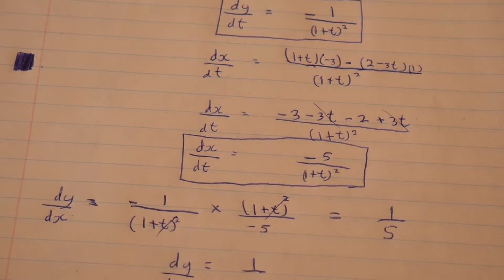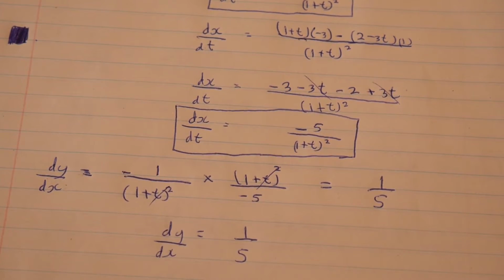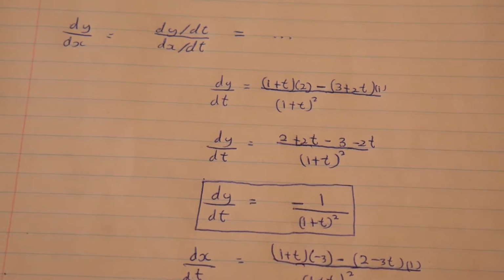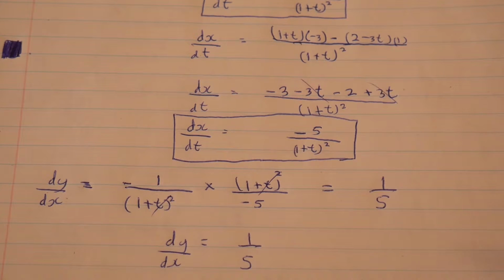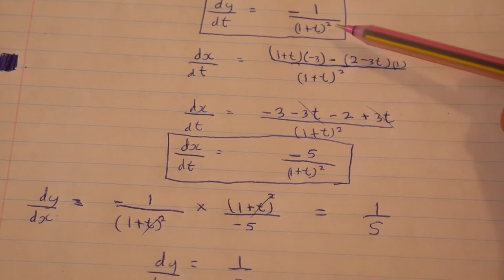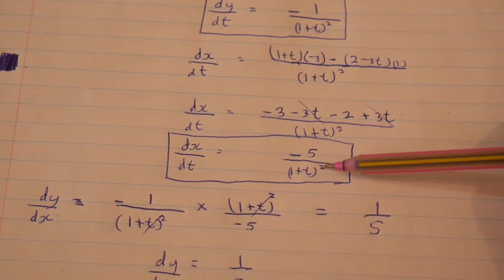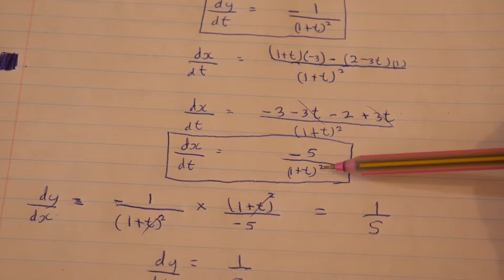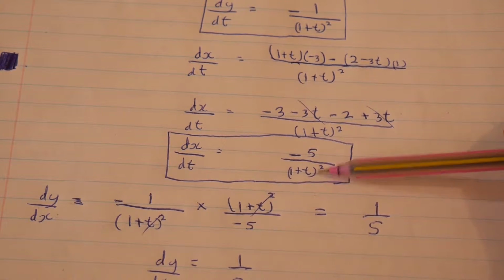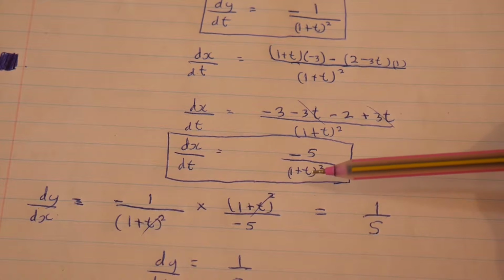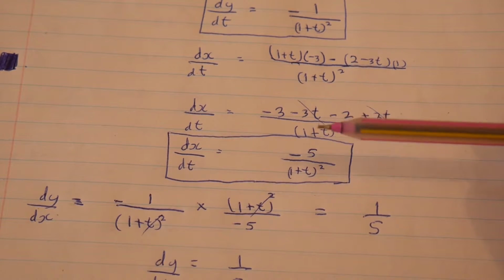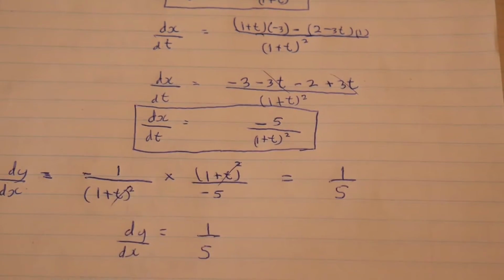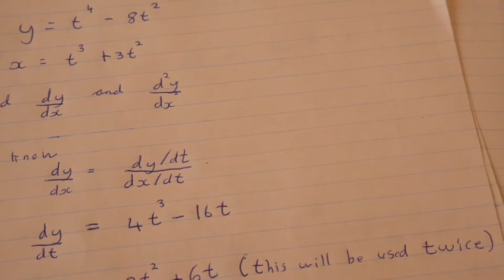dy/dx then is simply, as we said, dy/dt divided by dx/dt. So dy/dt, which is this, divided by dx/dt, or multiplied by dt/dx. Remember, if you divide by a fraction, simply upturn and multiply. That goes out with that, and we just have 1/5. And that is parametric equations.